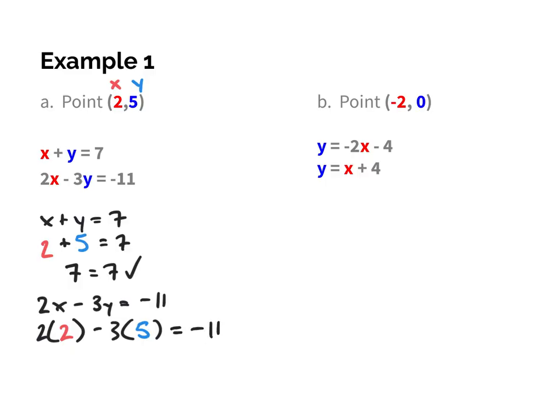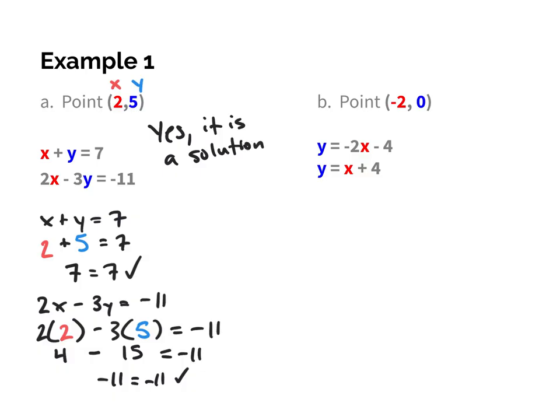So essentially what I've got to do is simplify this. Well, 2 times 2 is 4. 3 times 5 is 15. So if I subtract 4 minus 15, I want to know, do I get negative 11? And when I do, I certainly do get negative 11. So again, they work out for both. Because this point of 2, 5 makes both equations true, this one is a solution. So I'll write yes, it is a solution because it makes both equations true.